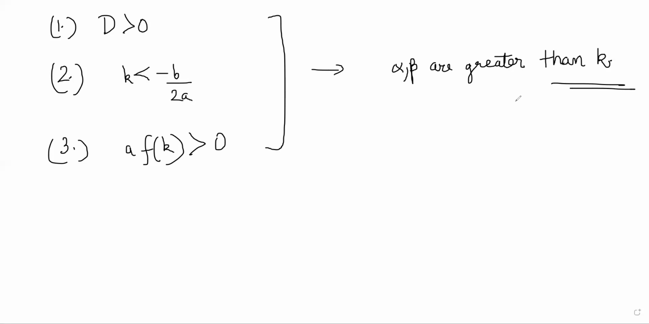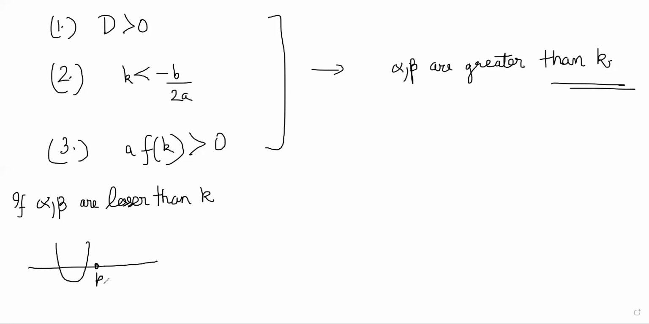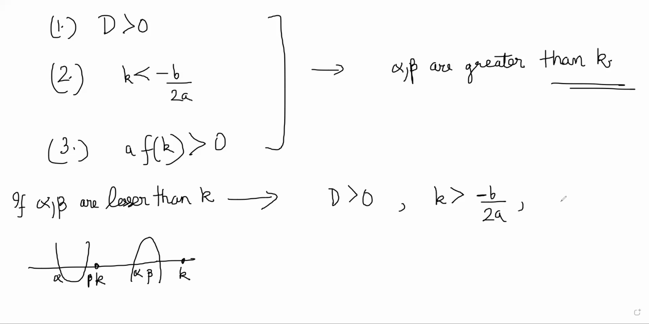So similarly, you will realize that if alpha beta are lesser than some number k, you will have graphs like this. K is here, or like this when k is here, right? Both cases alpha beta are here, and we can think in a similar manner and realize that again d is greater than 0. This time, however, k should be greater than minus b by 2a, and again a times f of k should be positive. Notice why?